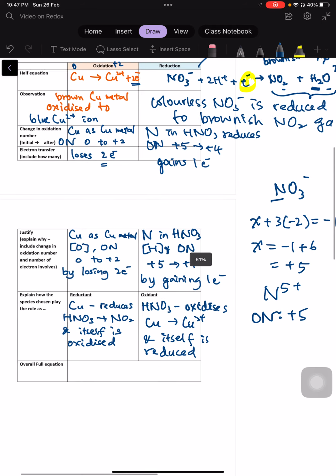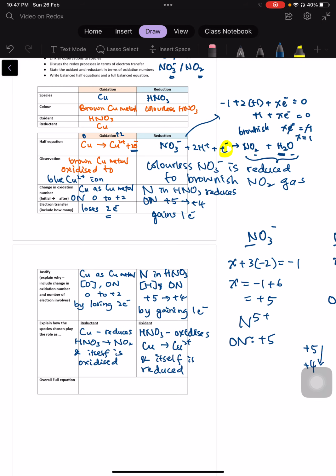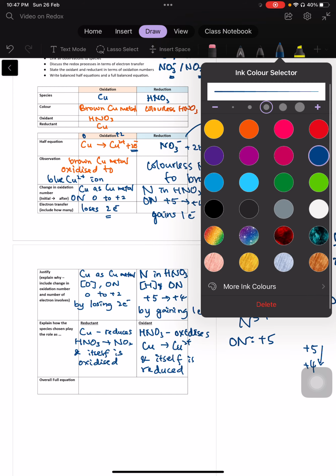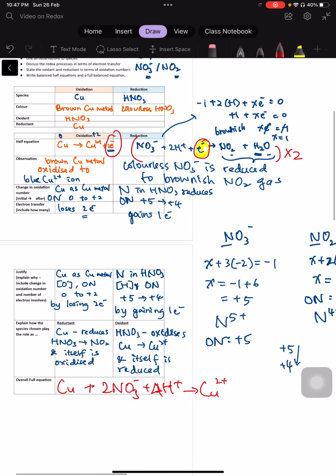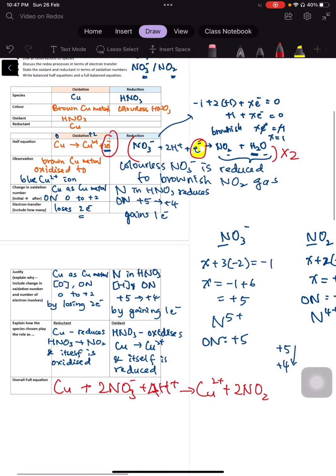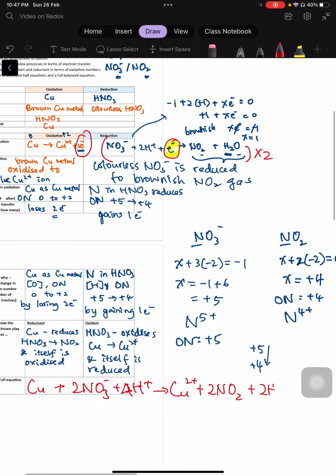We are nearly there. Once you have all this, your very last step is to combine the 2 half equations. You can see that oxidation involves 2 electrons and reduction only involves 1 electron. So what you need to do is multiply the reduction equation by 2. That means you now have 2 mole of nitrate, 4 hydrogen ions, copper ions, 2 mole nitrogen dioxide, and 2 mole water.